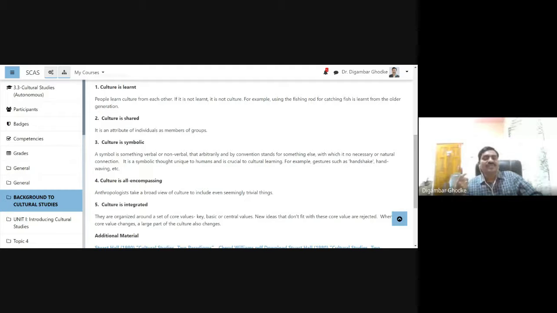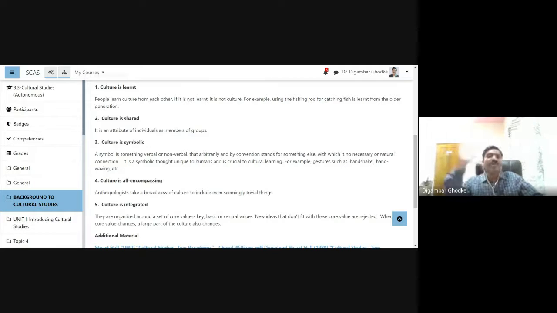Okay, so symbolic thought is unique to humans. Culture is unique to humans, and it is actually crucial to learning. For example, handshake, hand waving, etc. Now, handshake is not very common in Indian culture, but because of the influence of Western culture, it has become very common to shake hands.